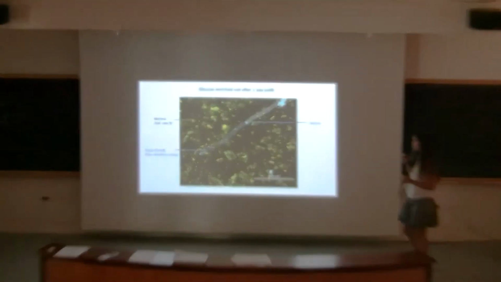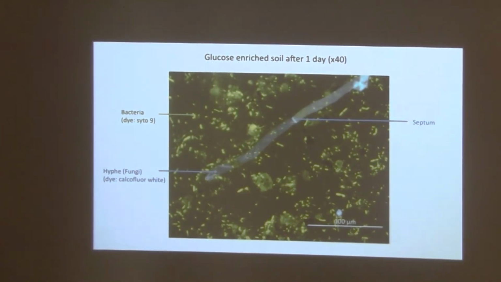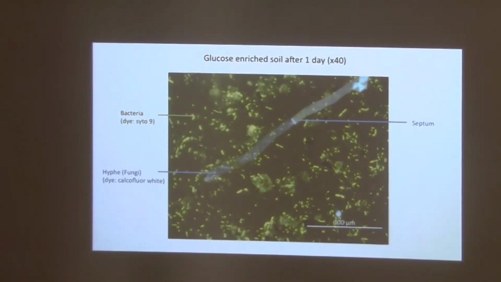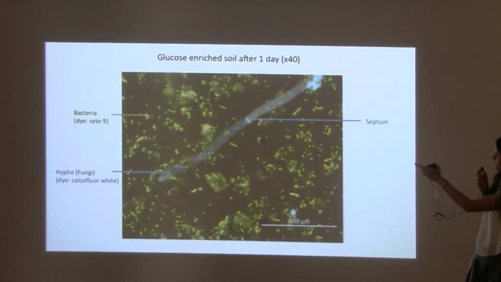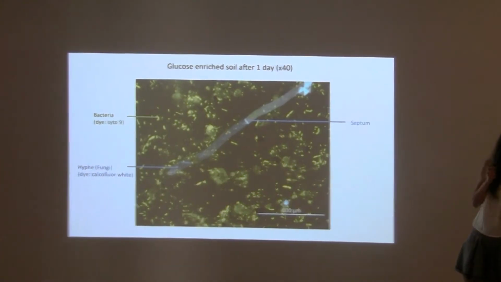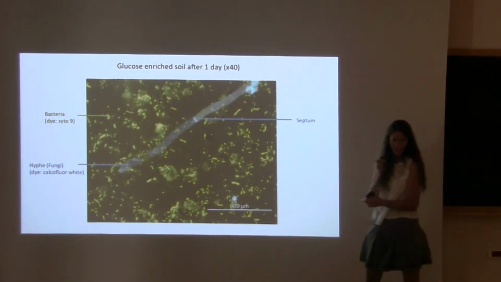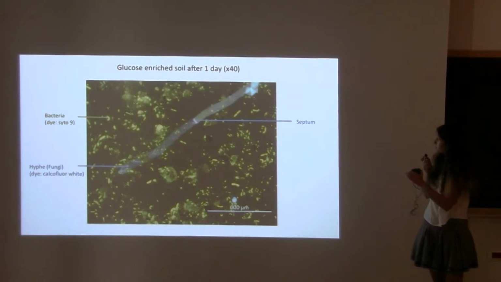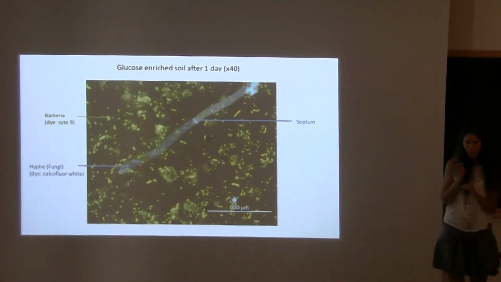Okay, so then we also enriched the soil samples with glucose, and we let it for 1 day, and then we looked directly at the soil under the microscope, and here we used another dye. So we have the green dye that I showed you before. So you can see the bacteria in green, and we also used the blue dye, the calcofluor, which is actually specific to fungi, and so it colored the fungi.